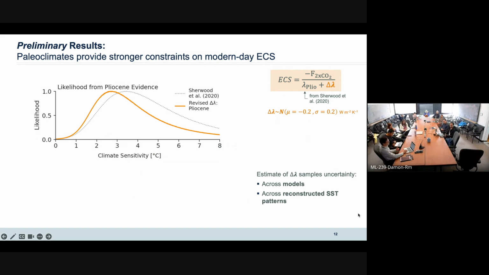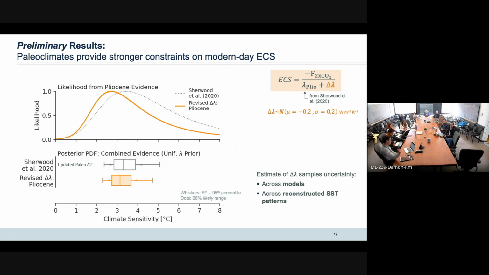So we're doing our best to make sure that all of the uncertainty is retained and propagated through to the ECS estimates. Before the LGM, after we've updated the Pliocene evidence, we can combine that with all of the other lines of evidence for ECS that were included in the Sherwood assessments: the historical record and process understanding. When we do that combined PDF, we go from the gray box to the orange box here. So we get a tighter constraint overall just from making this one change to the Pliocene evidence.